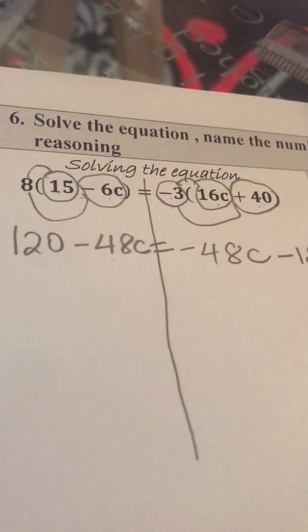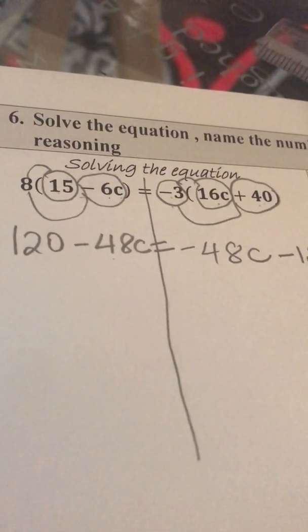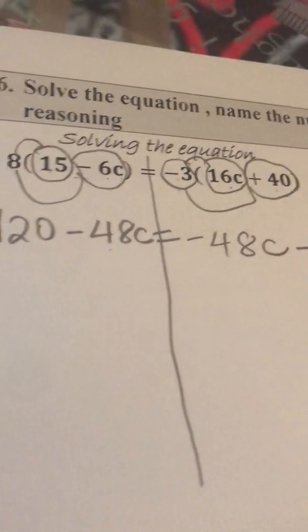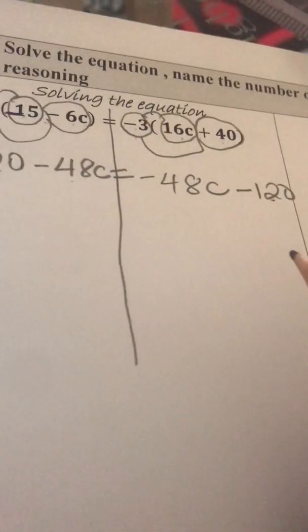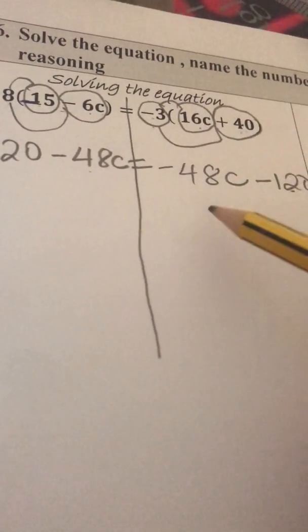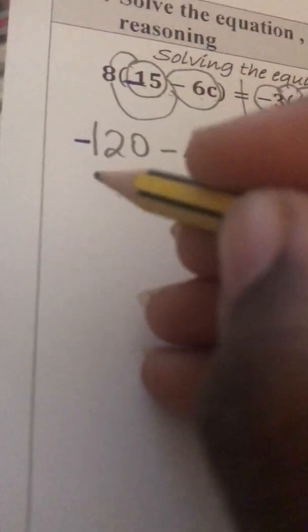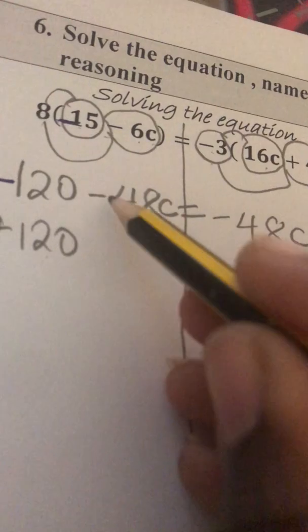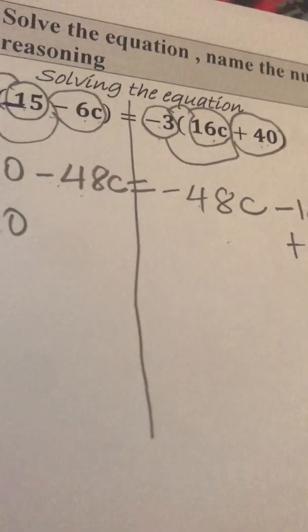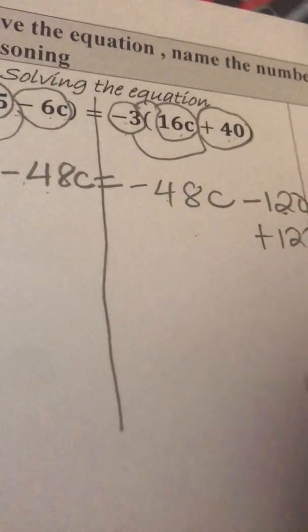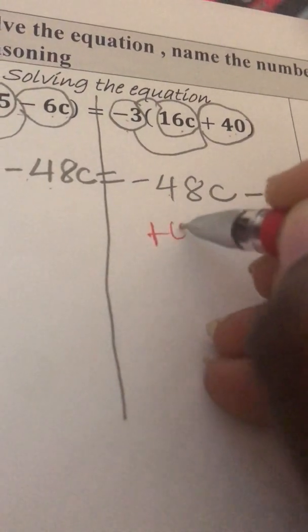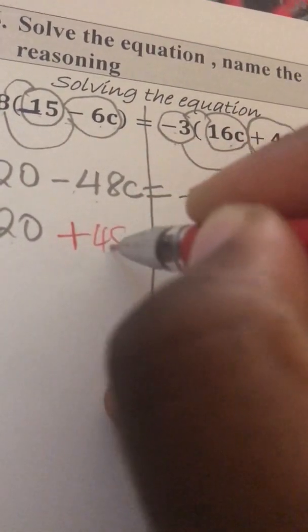So then what do I do here? I think this is supposed to be a negative over here, so that this becomes a negative. Okay? All right. So then you continue solving. I move my letters to the left and my numbers to the right. So I will add 120. This is the one I am moving. So I will move plus 48C.